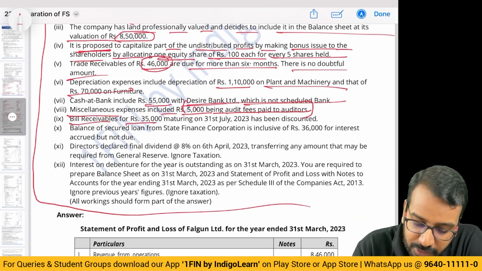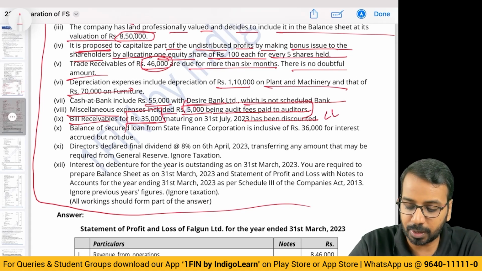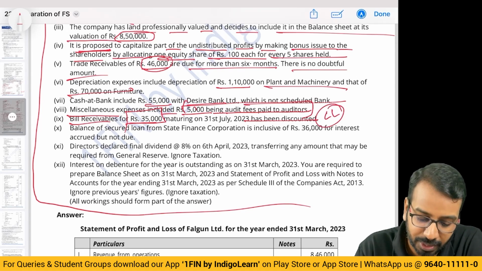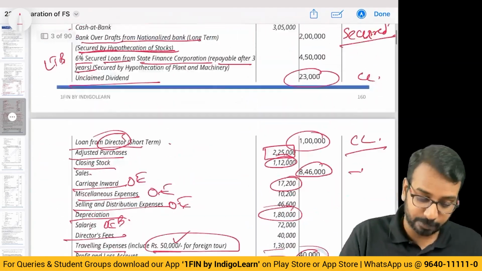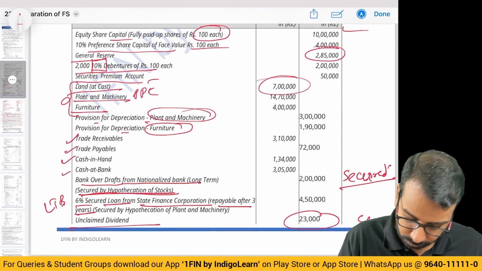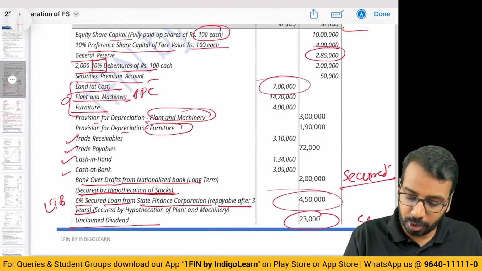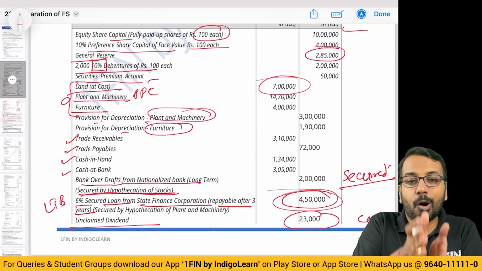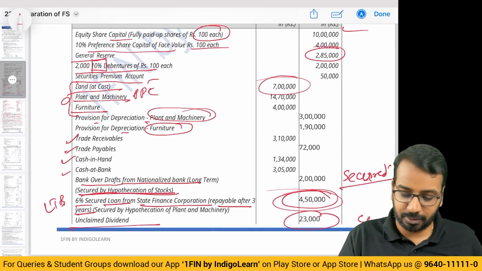Bills receivable of 35,000 has been discounted. If you have discounted any bills receivable, this becomes your contingent liability. The balance of secured loan is inclusive of 36,000 for interest accrued but not due. So this balance includes interest accrued but not due. Out of this you have to see how much is interest accrued and not due. That has to be shown separately.